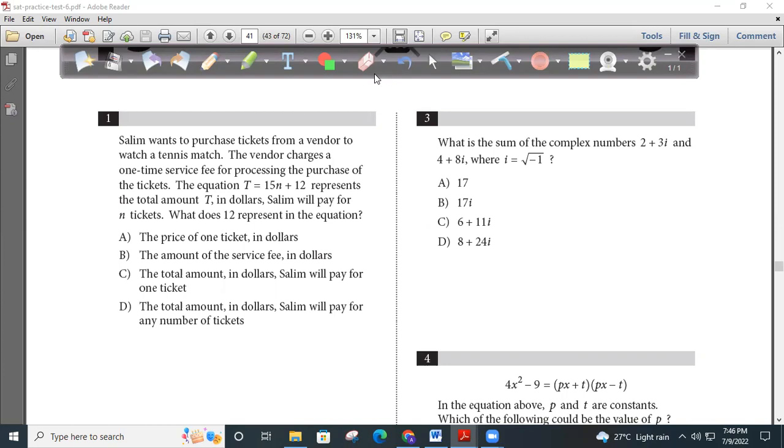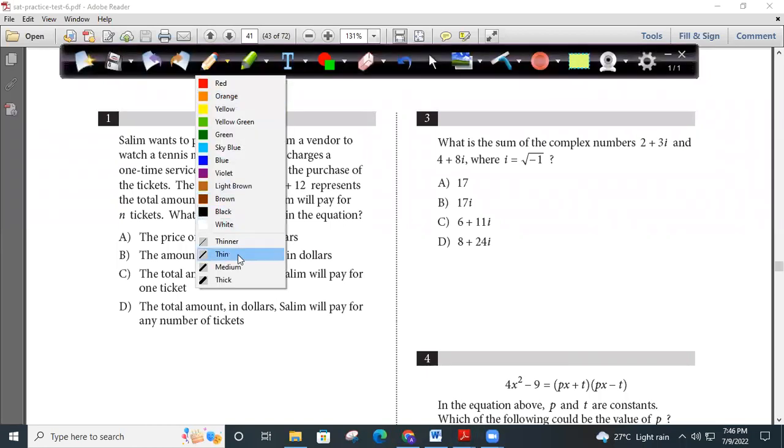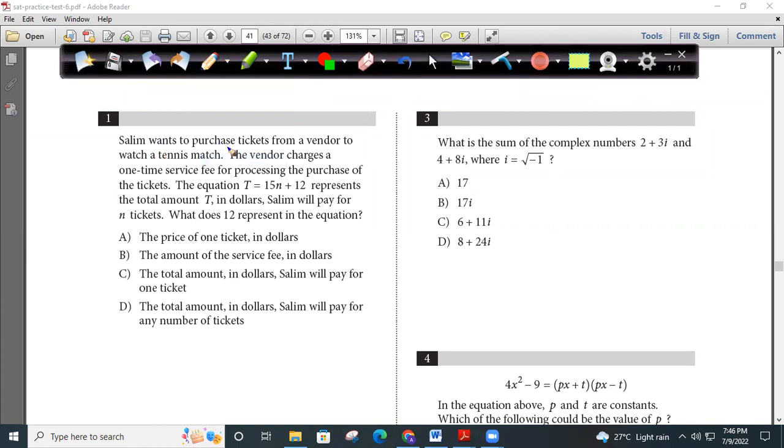How did you get a different answer here? See how simple this question is. Salim wants to purchase tickets from a vendor to watch a tennis match. The vendor charges a one-time service fee for processing the purchase of the tickets. The equation represents the total amount T in dollars Salim will pay for N tickets. What does the 12 represent in the equation?